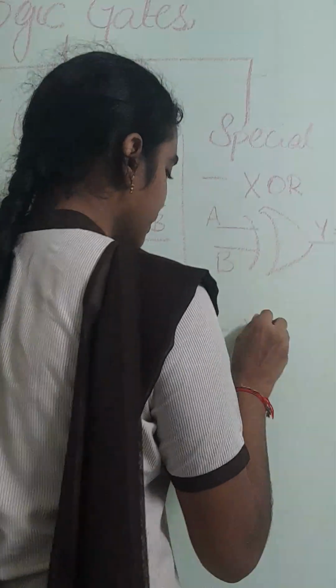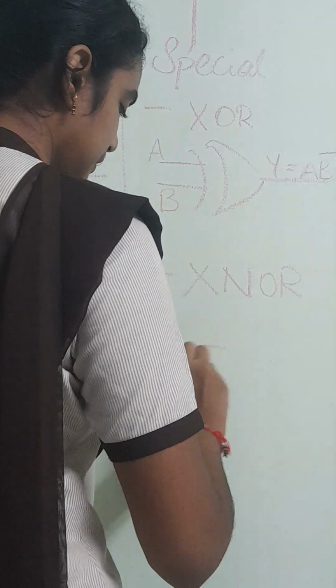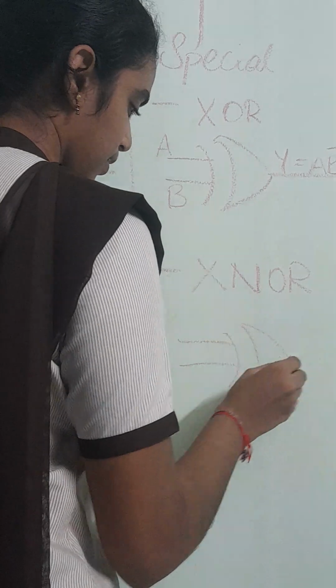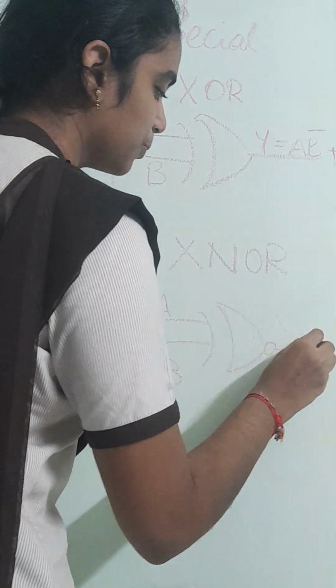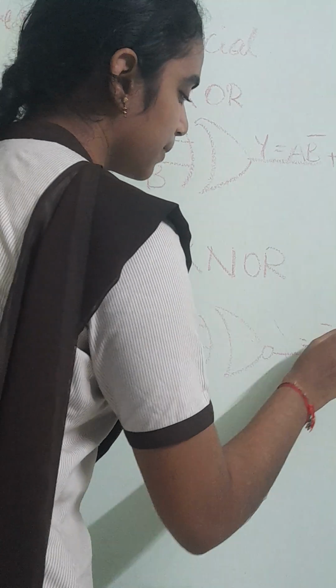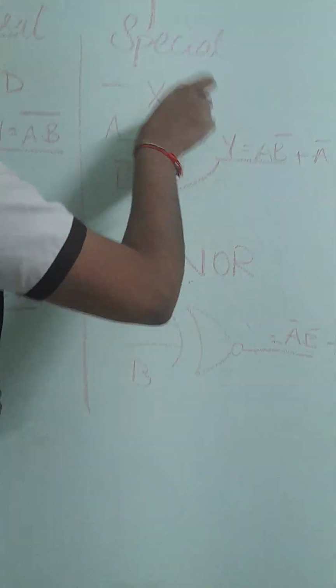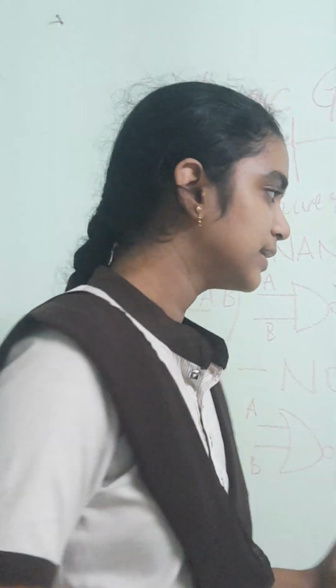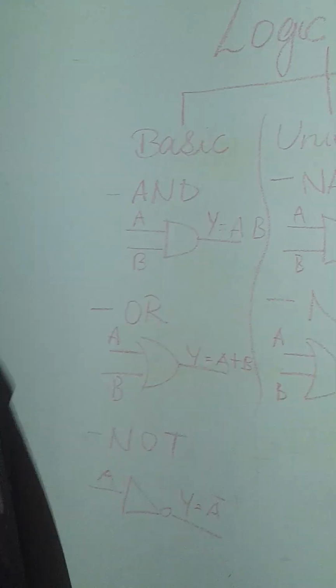Coming to the XNOR gate, it is symbolized like this. So A and B are the inputs, and the output will be A bar B bar plus AB. The XNOR gate is quite opposite to the XOR gate. So this is a basic classification of logic gates.